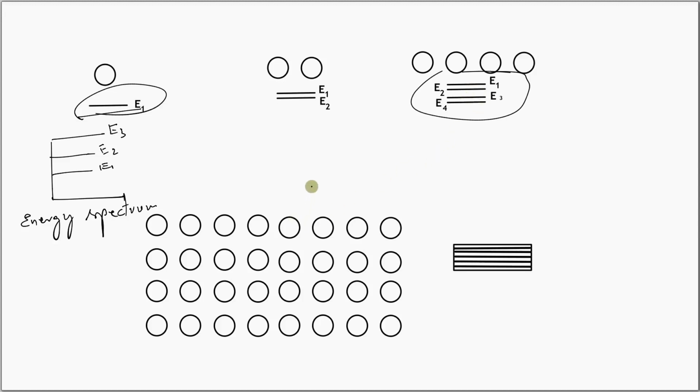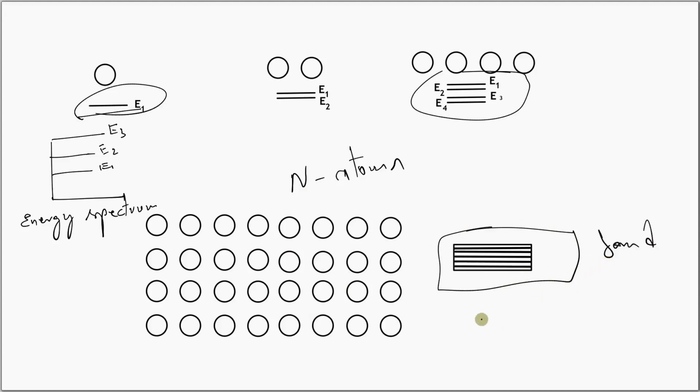And if you have a very large number of atoms, let's say n atoms in a solid, then the energy levels are split into n different energy levels, and these energy levels fall into a band of energy levels, and this band is called an energy band.